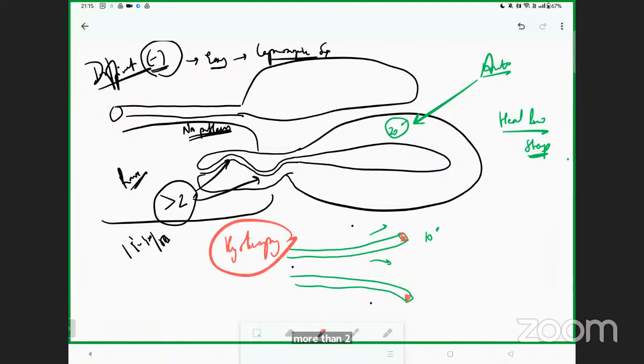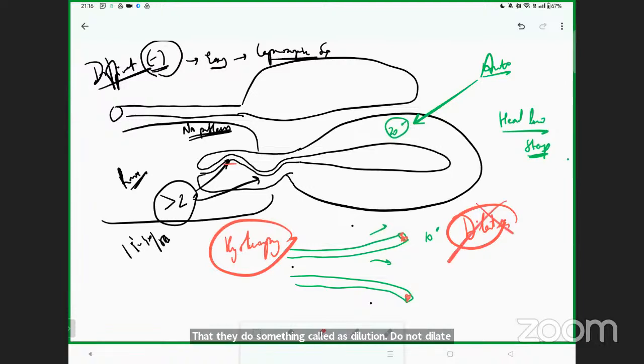In the hysteroscopy, 99% of the people make this mistake, that they do something called dilatation. Do not dilate it. It is not the right thing. Put your hysteroscope inside and cut these angulations. You can use your Collins knife to cut these angulations.